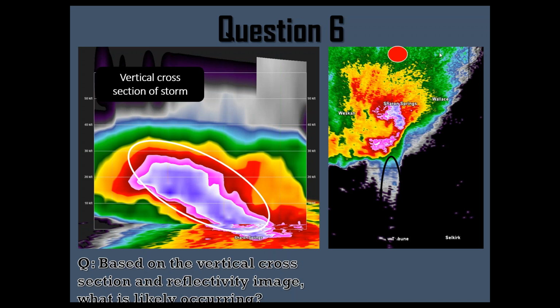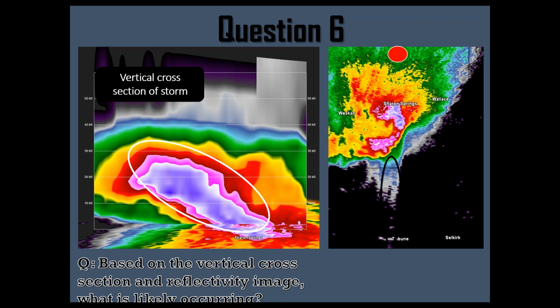You can see Goodland radar is off to the north here, so we're looking south towards Sharon Springs. Based on the vertical cross section and the reflectivity image here, what is likely occurring in the storm, and what's something that gives that away?